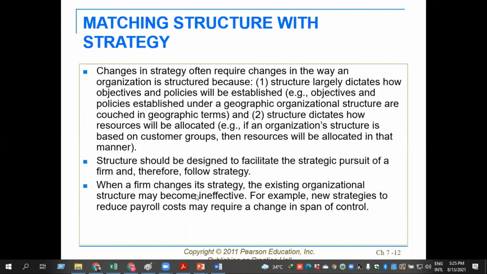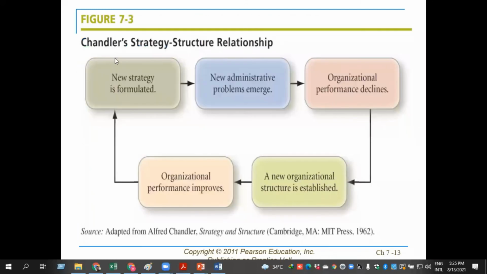Similarly, when a firm changes its strategy, the existing organizational structure may become ineffective. Definitely. If you are putting some strategy into the organization, the present and current structure becomes ineffective for the strategy. You need to engage more resources, you need to engage more people. So new strategies to reduce payroll cost may require a change in the span of control. This is also needed.